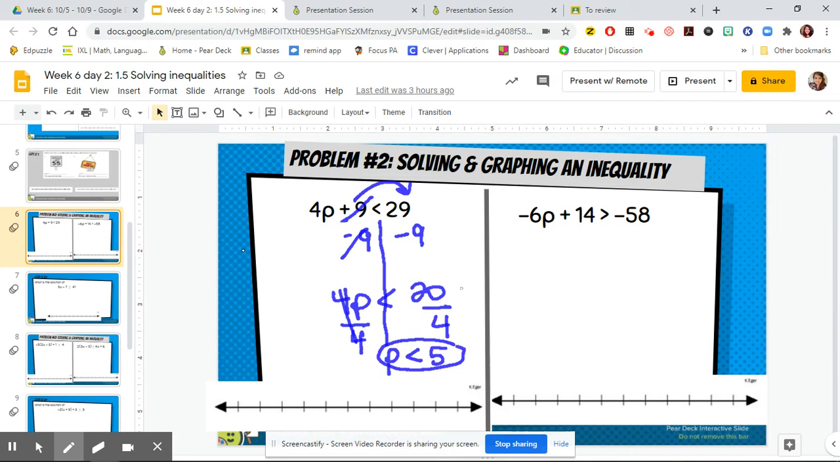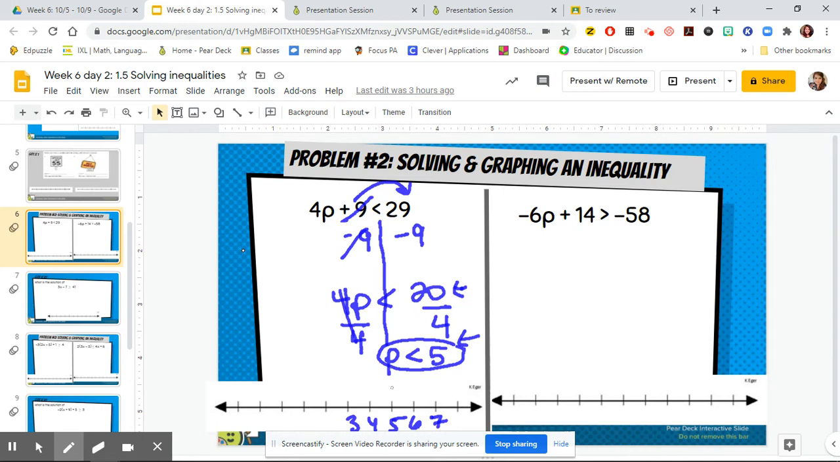So we notice that 20 was positive and it stayed positive, so nothing is going to change. When I graph this, I'm just going to do a couple numbers, 3, 4, 5, 6. We know that it's a less than, so I'm talking about any number smaller than 5.